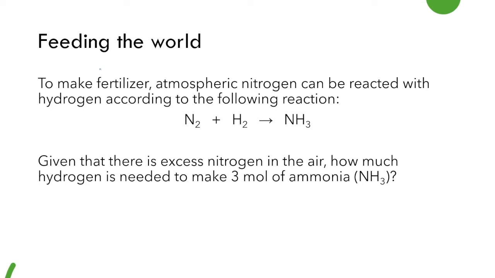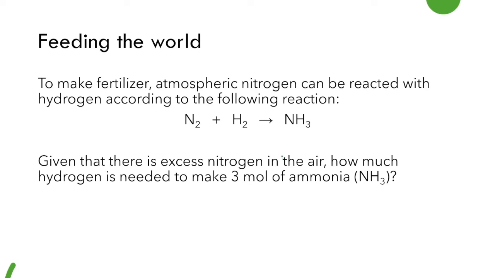Super fun one. To make fertilizer, atmospheric nitrogen can be reacted with hydrogen according to the following reaction. We have nitrogen, hydrogen, and ammonia, NH3. Given that there is excess nitrogen in the air, how much hydrogen is needed to make 3 moles of ammonia? And they tell us that that's NH3.